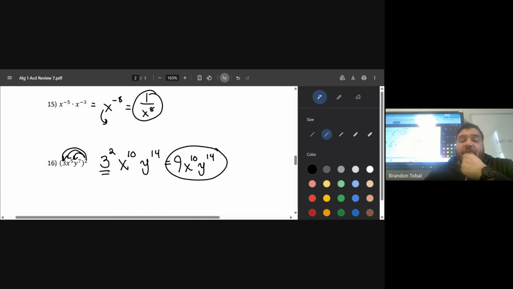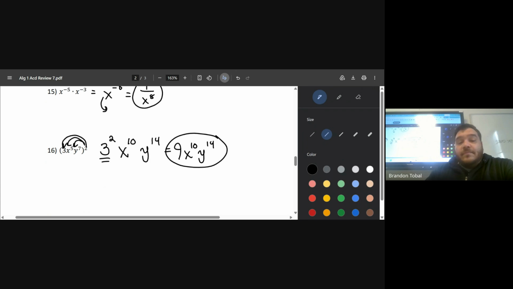Which part? From this first part or the second part? Oh, 3 to the second power. I just did the math. So 3 times 3 is 9. And I would like to combine them, but they're different letters, so I can't combine them. And you get 24 in that case.